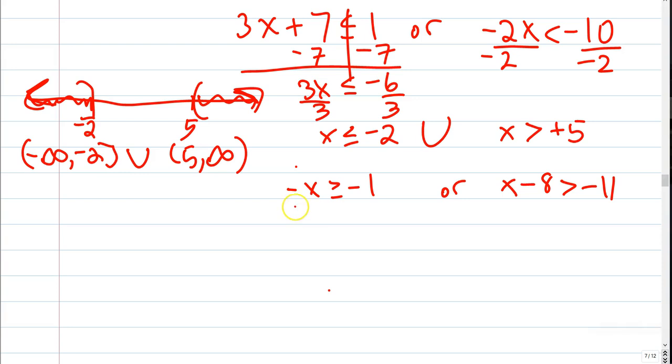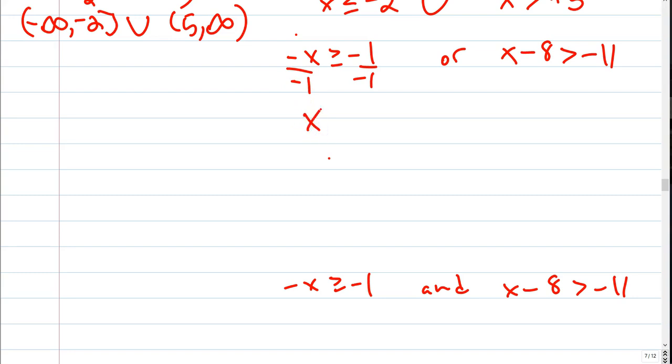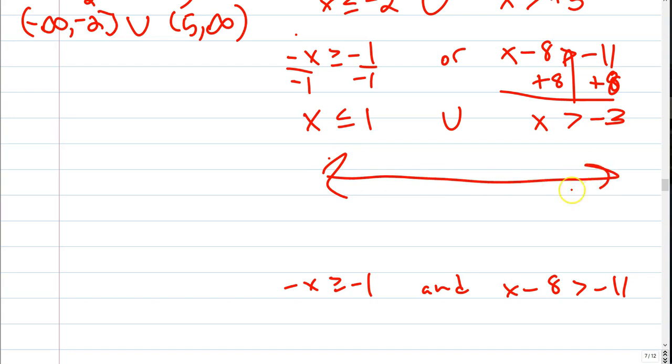This next one, if I divide by the -1, that's going to make that x turn positive, that 1 turn positive, and the inequality is going to flip, or here I'm going to add 8 and get x is greater than -3. So how do we graph this? Well, x is less than 1, or x is greater than -3. Well, less than or equal to 1 would be this. Greater than -3 would be this.